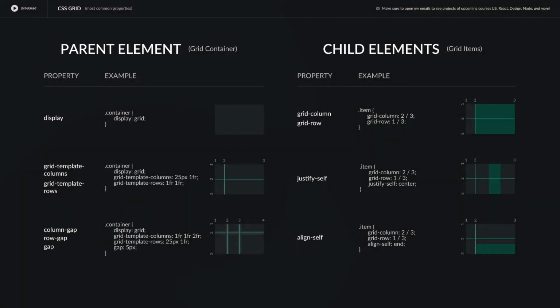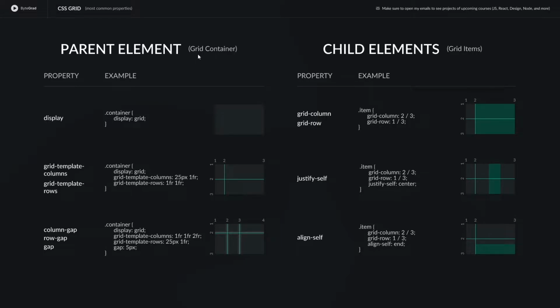Let's look at how CSS Grid actually works. So I have this slide for you, and as you'll see, it's actually quite similar to Flexbox. These are, in my opinion, or in my experience, the most common properties in the context of CSS Grid and some examples of them. So let's start on the left side here.